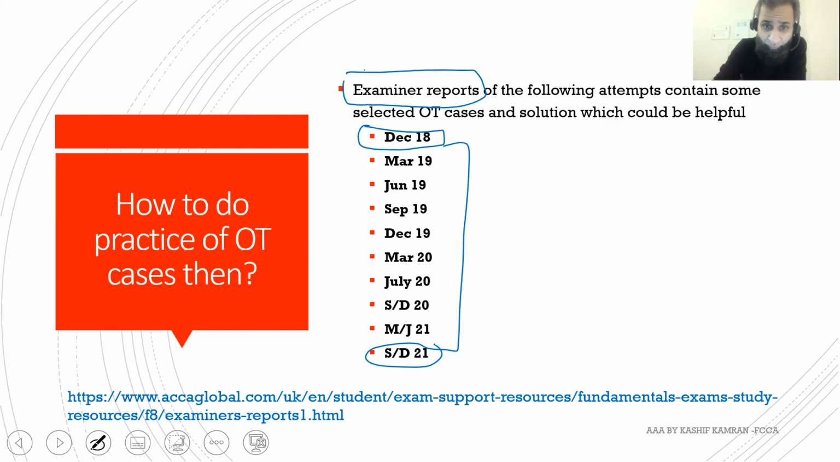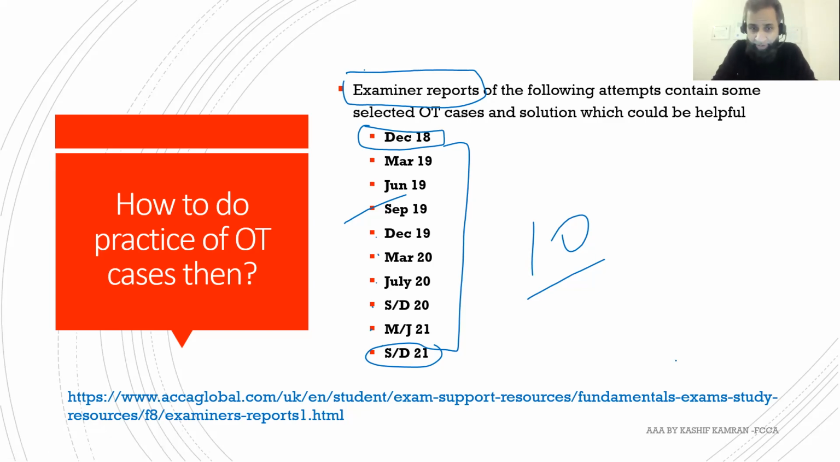So that's like 4 and 5, 6, 7, 8, 9, 10. So that's like 10 examiner reports you have. Now, when you look at these 10 examiner reports, in every examiner report, you have been given section A and some selected OT questions.